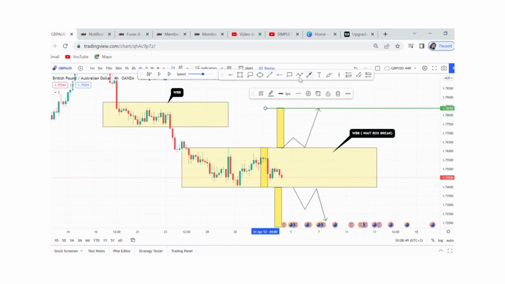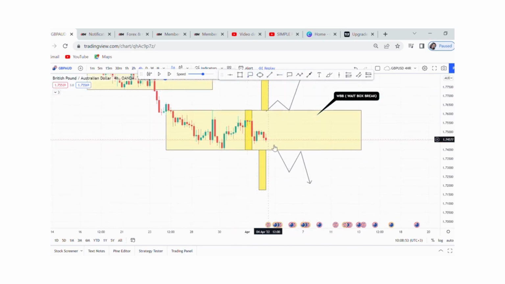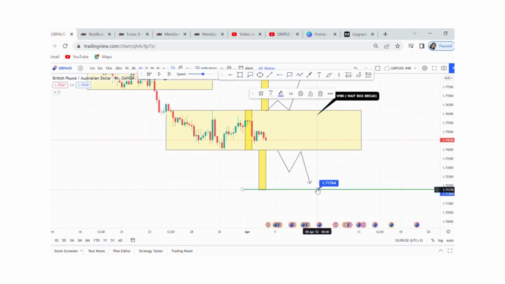If the market breaks on the downside and sellers are very strong, that is our take profit. So all we need to do is wait and see the market breaking. At this moment, you can wait for a retest, or you can enter immediately after the market has broken. It is your choice. If you don't want to wait for a retest, you can enter immediately after the box has broken.